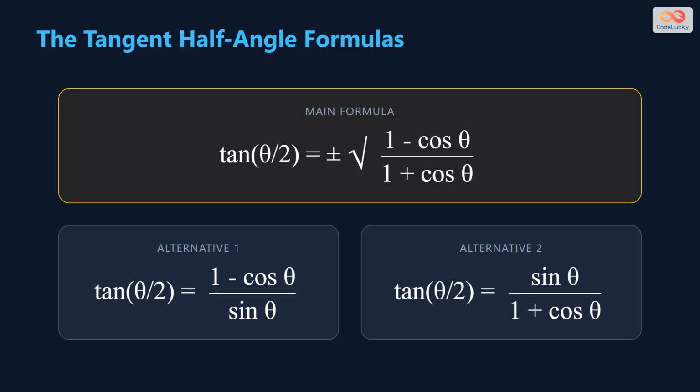For tangent, we actually have a few options. The primary formula involves a square root, just like sine and cosine. However, there are two alternative forms that are often easier to use because they do not involve radicals. You can calculate the tangent of theta over 2 as 1 minus cosine theta divided by sine theta, or as sine theta divided by 1 plus cosine theta.